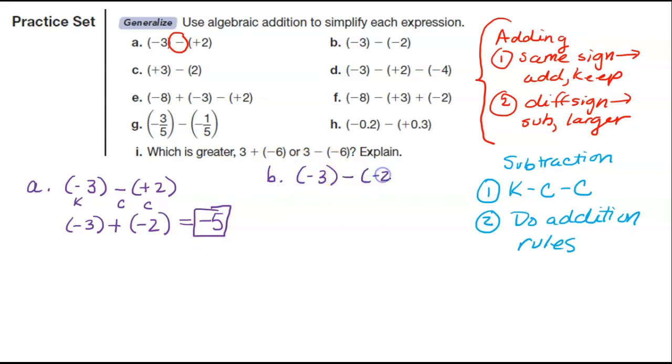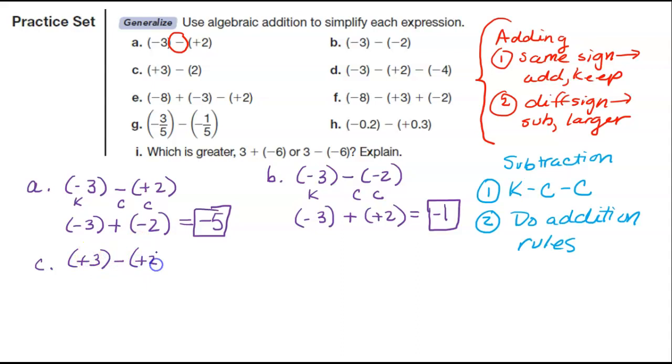-3 minus a -2. So I'm going to keep, change, change. -3 plus a +2. Now I have different signs, so I'm going to subtract. 3 minus 2 is 1, and take the sign of the larger. Okay, let's do C. +3 minus, and we could say this is +2 even though it doesn't have a positive right in front of it. So we're going to keep, change, change. +3, change, -2. So different signs, so 3 minus 2 is 1, and the 3 is larger, so it's +1.